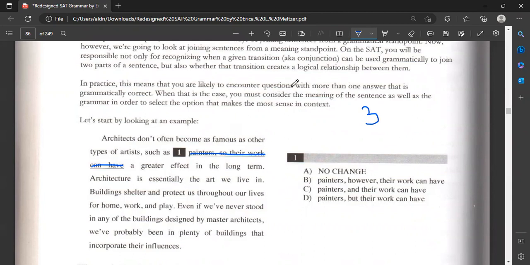But I want you guys to try to look at this. It says, architects don't often become as famous as other types of artists, such as painters, right? So their work can have a greater effect in the long term. Actually, you might not even need to cross this out. Maybe you guys want to try real quick. Is there anyone who wants to tell me what you think the answers are, looking at A, B, C, and D, and then I'll get straight into it.